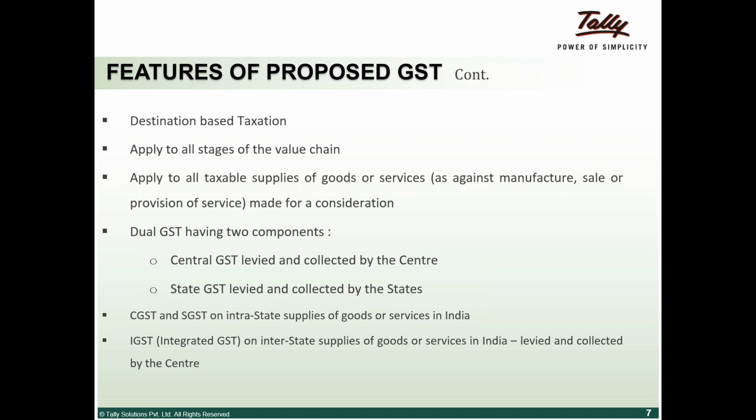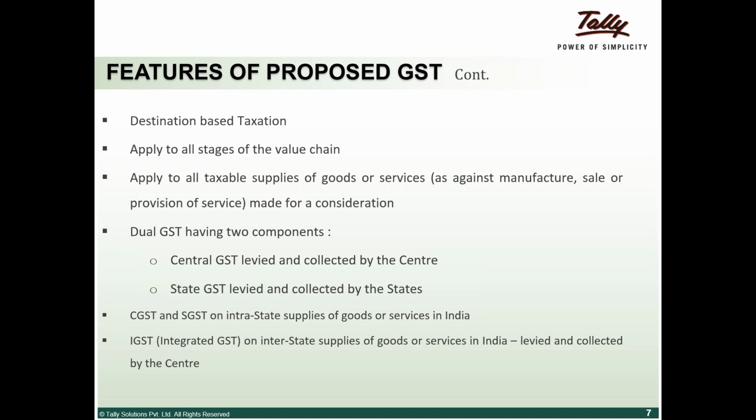If it is within the state, there are basically two taxes. One is central GST and one is state GST. State GST is collected and levied by the states, and central GST is collected and levied by the center. Now, between interstate transactions, there is only one tax, that is IGST. That is basically a combination of CGST and SGST.